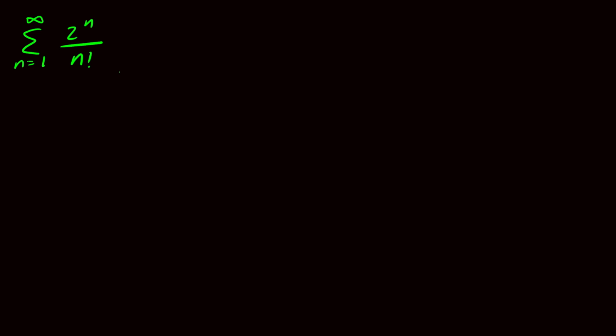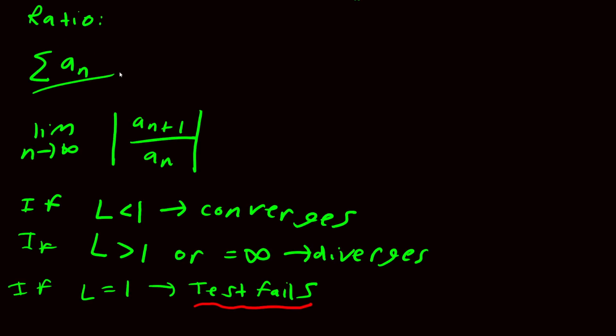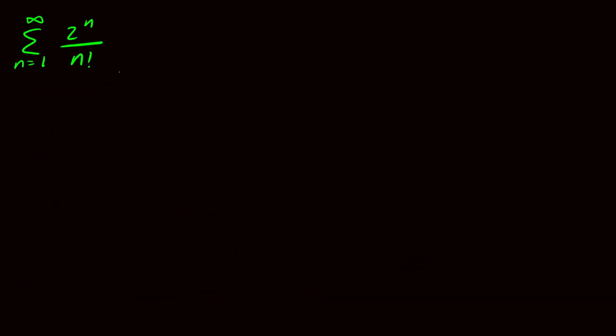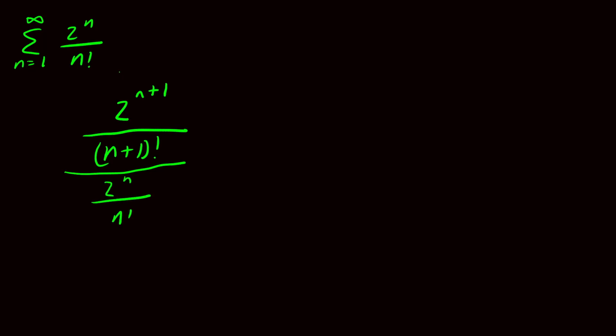So we have this series 2 to the n over n factorial. Now remember, it was a_n plus 1 over a_n. So what do I mean by a_n plus 1? Well, for a_n plus 1, I'm literally replacing the n with n plus 1. So 2 to the n plus 1 over n plus 1 factorial, divided by the original series, and this is all limit as n goes to infinity.